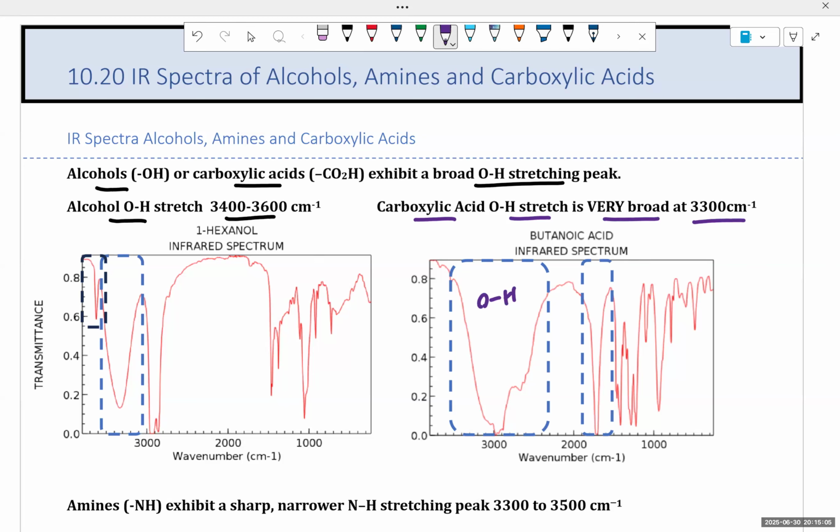Now, how do you differentiate an alcohol and a carboxylic acid? There are two main features. For the alcohol, you'll typically see a sharp peak adjacent to the OH stretch. This is also the OH stretch, but this is the sample of OH bonds that are not participating in hydrogen bonding. The second way to differentiate them is that a carboxylic acid will have a CO stretch at approximately 1700.